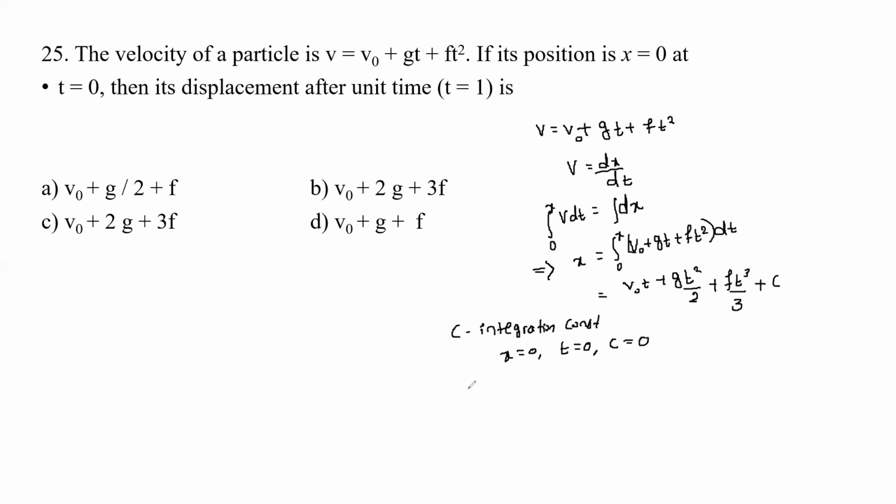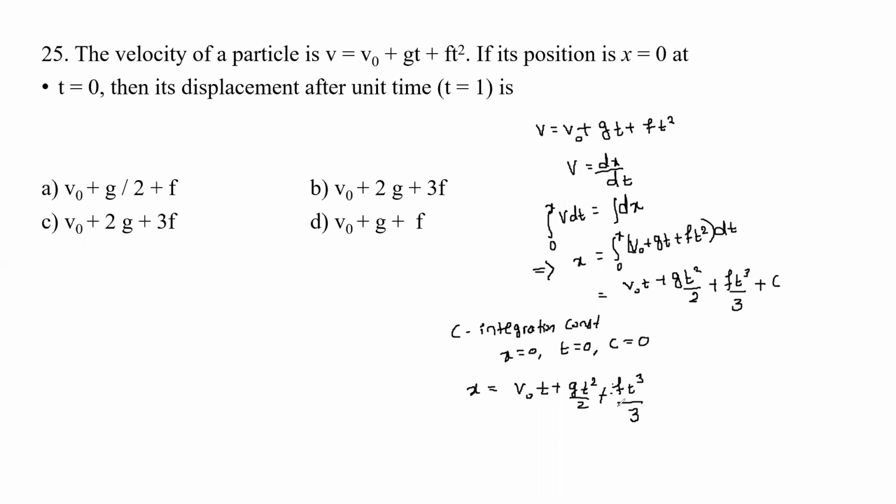Now the equation becomes x equals v naught into t plus gt square by 2 plus ft cube divided by 3. Here what I want to say is that when x equals 0 and t equals 0, the c value becomes 0. So if you substitute in the above equation, this is our x.